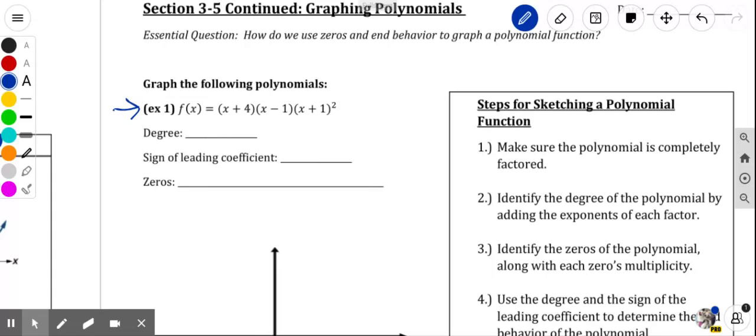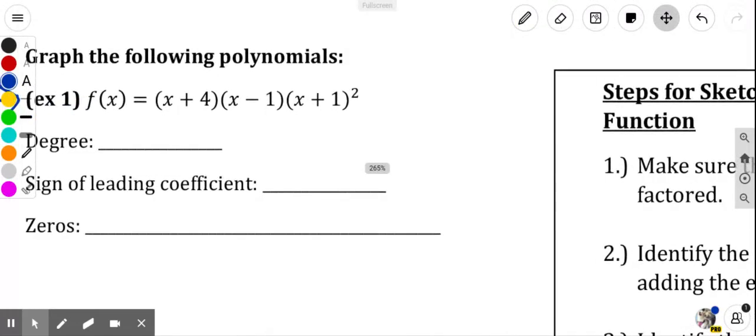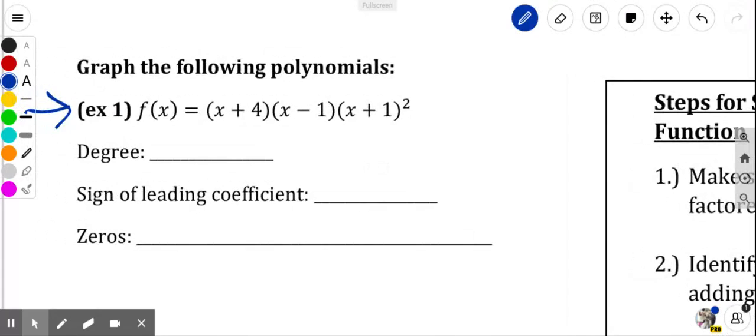The first thing that you have to do is identify the degree of the polynomial. Now, you may remember a couple months ago when we first learned about polynomials and the degree of a polynomial, we said it was the highest exponent. Well, that's when it's in standard form. This one is not in standard form. So in order to get the degree, we have to add the exponent of each factor. Now remember, let me zoom in here. Remember that these factors, x plus 4 and x minus 1, those really have a degree of 1, right? Even though it's not there, it still counts as a degree.